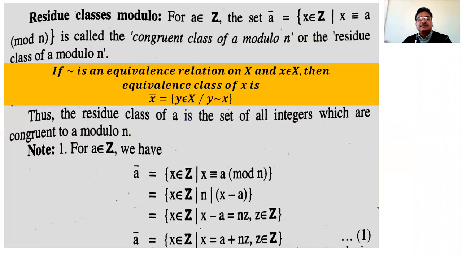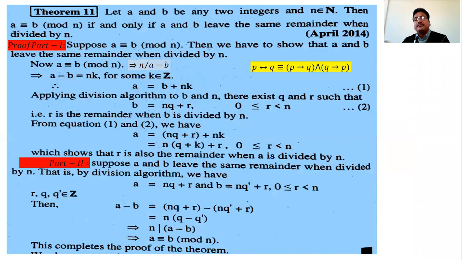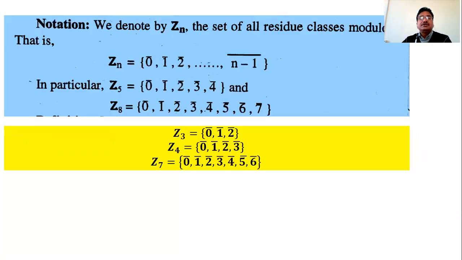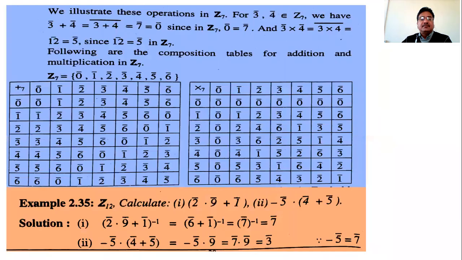Here is the question: what is minus 5 bar? What does minus 5 bar mean? It is the additive inverse of 5 bar. So what is the additive inverse of 5 bar? 5 bar plus what is equal to 0 bar?